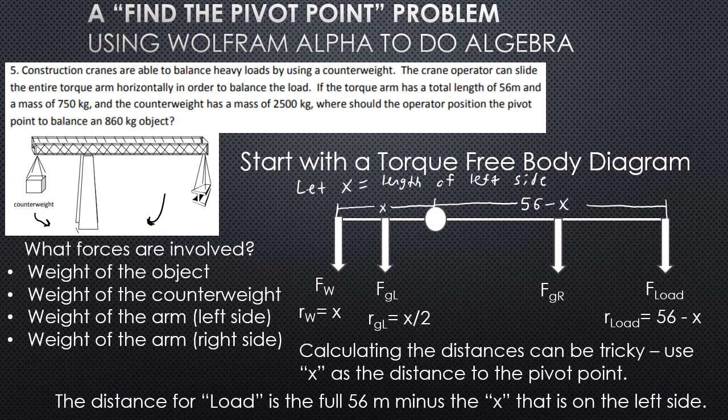And then the weight on the right side is half of that. So take 56 minus x and divide it by 2. So 56 divided by 2 is 28, and x divided by 2 is x divided by 2. So halfway. So we've got all of our distances now in terms of x, which is eventually we're going to have an equation to solve for x. So we've got our distances. We need to get our forces. Now, the force of the counterbalance and the force of the load are going to be pretty straightforward because we have those masses.